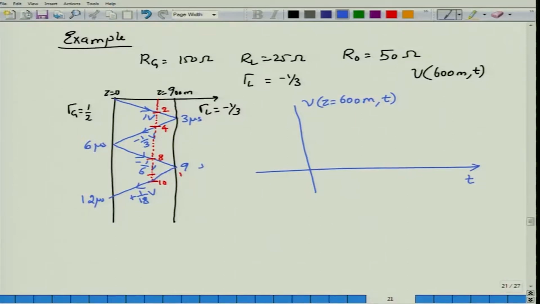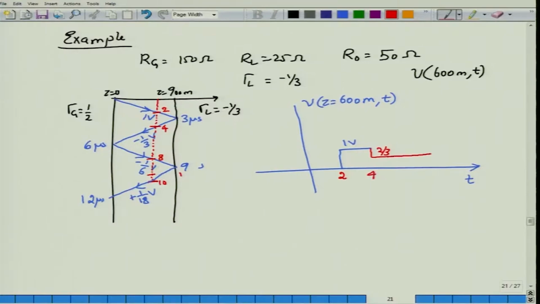At 2 you will see a jump of 1 volt, and at 4 you will see one more jump, but this time the jump is in the negative direction because the value of the reflected voltage is minus 1 by 3. So you will see 1 minus 1 by 3 volt propagating. So what is 1 minus 1 by 3? This is 2 by 3 volt. So you will actually see that the voltage has dropped from 1 volt to 2 by 3 volt. The change is happening at 2 and a jump happening at 4.